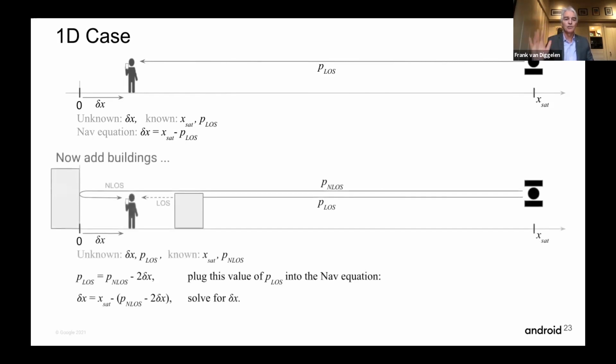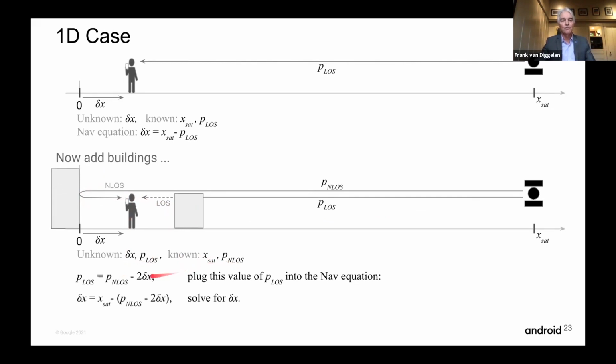So now let's just suppose as a thought experiment that that building manages to block the line of sight, and by some magic, the non-line of sight signal sneaks by the building and bounces off the building behind you and arrives back. Now, clearly this cannot happen in one dimension, but it's just a way to think about it to get us going, and this will get more realistic as we proceed. So now, the unknown is still delta x, but PLOS is now unknown because you can't measure it because it's blocked. And the knowns are still the position of the satellite and PNLOS, the non-line of sight measurement.